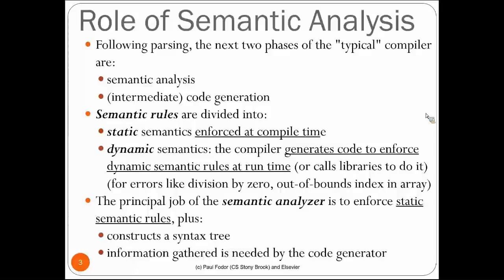So following the parsing, the next two phases of a typical compiler are semantic analysis, the part that we are going to talk about today, and intermediate code generation, which is another part that we are going to talk about on Wednesday, and we will see how to take the internal representation of a program, compiled by a compiler, and translate it into machine language level code, like for instance assembly code.